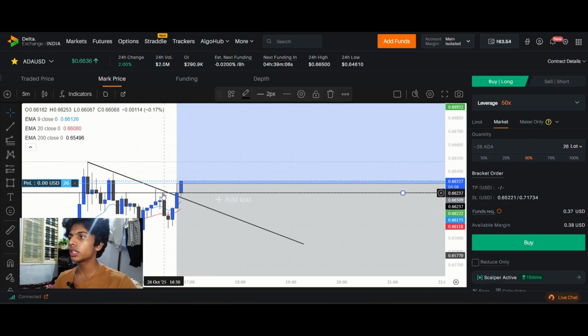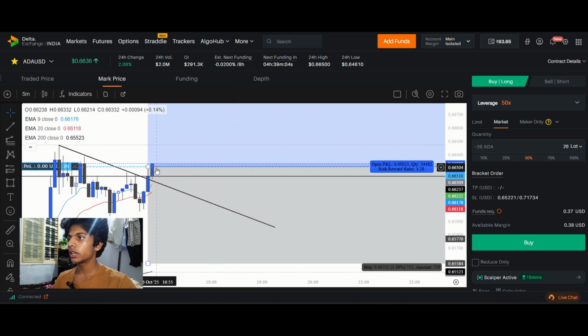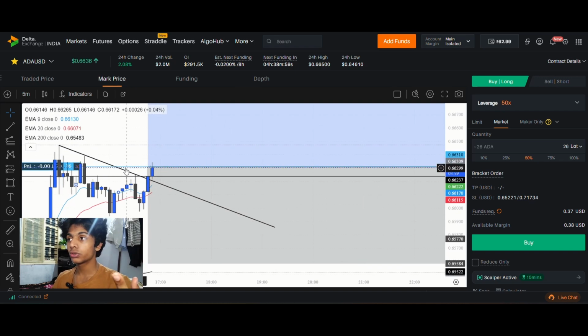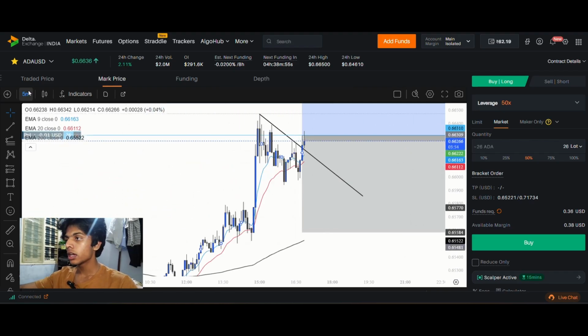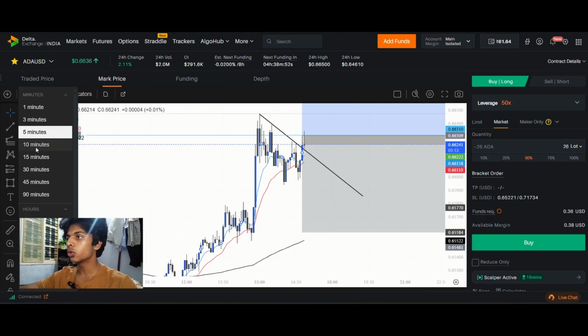I thought it would form a deeper wick, and I thought of taking the entry, but then in a split second, the market just moved up so badly. I got a bad entry. I wasn't able to snipe an entry, but that's totally fine.